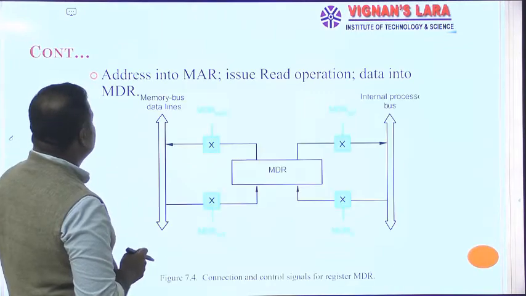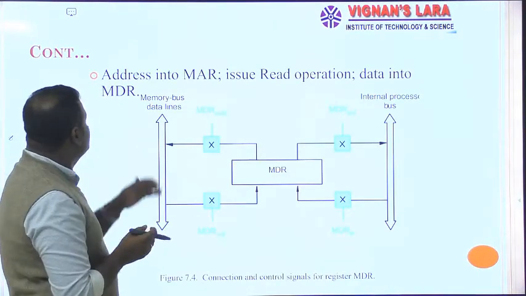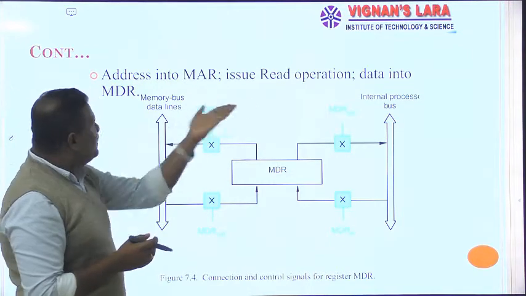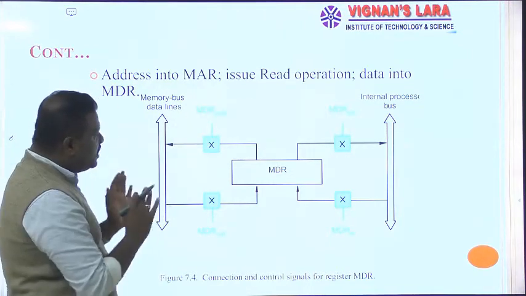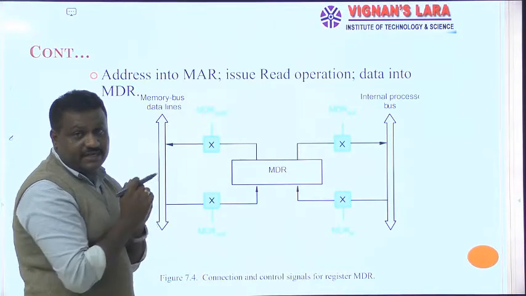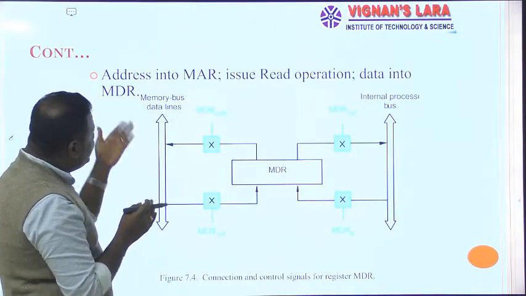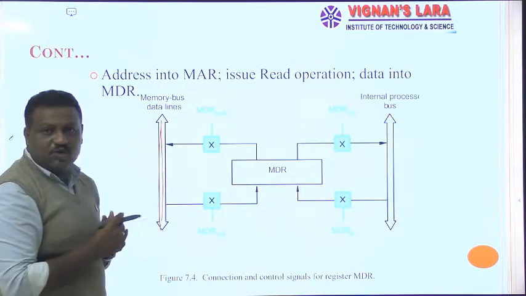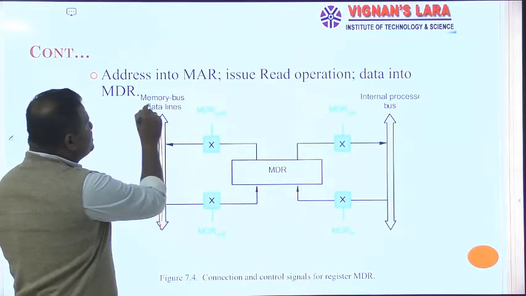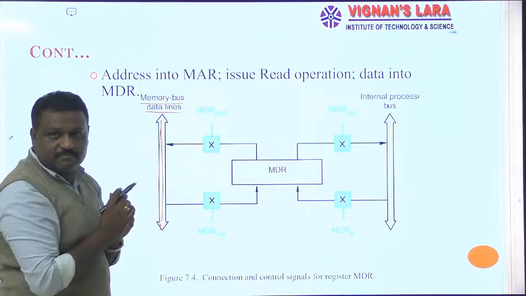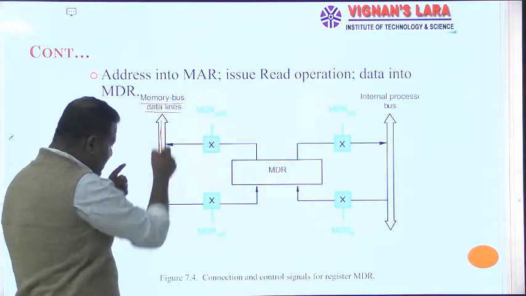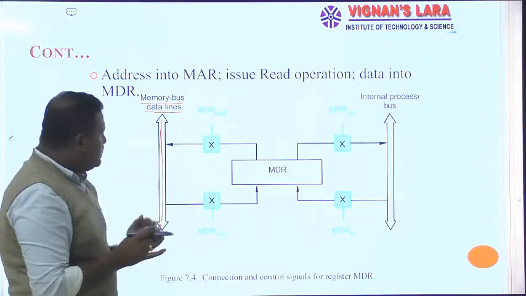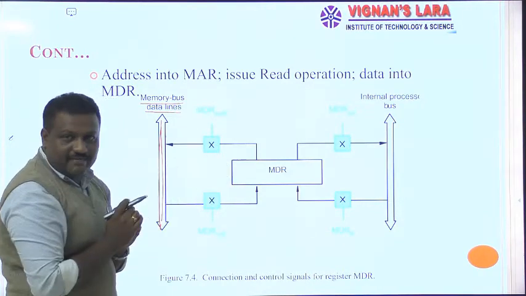Right? So this is the sequence. Address into MAR, issue a read operation, data into MDR. See here, friends, how my MDR is loaded with data. Once the data is available on this bus, which I can call the memory bus data lines, that means this is nothing but the data bus which was present in the system bus. This data we want to copy into this MDR.